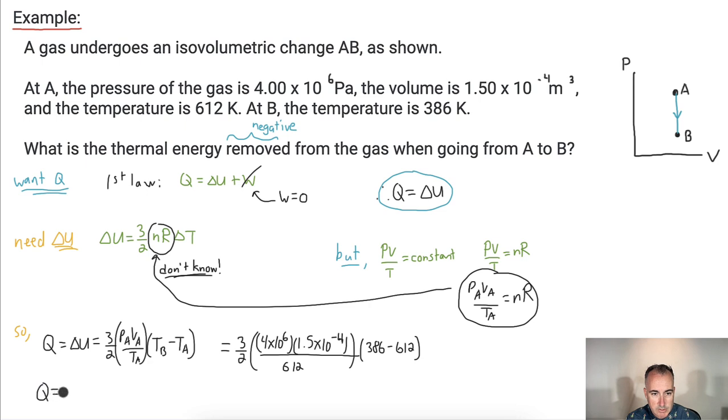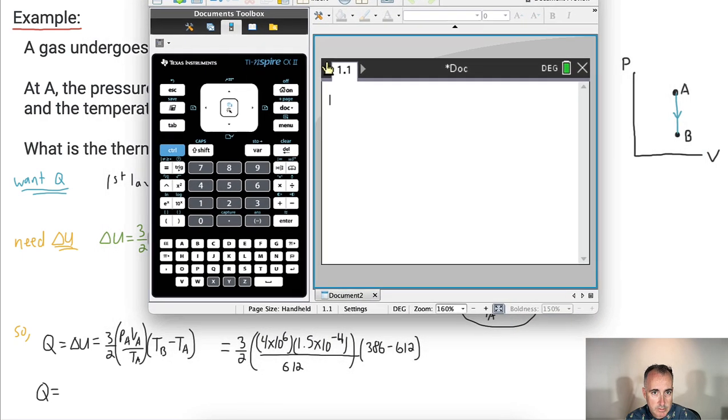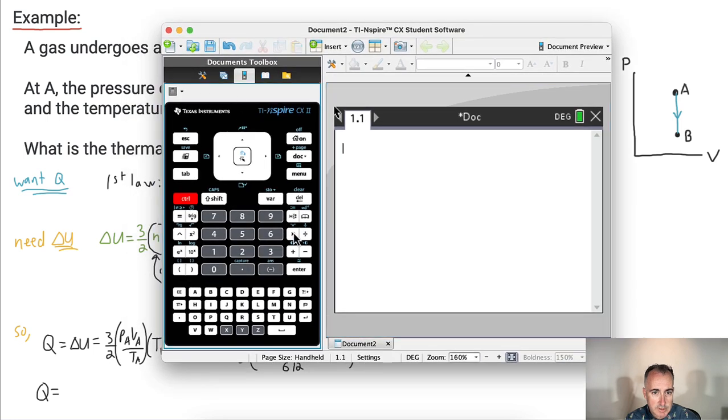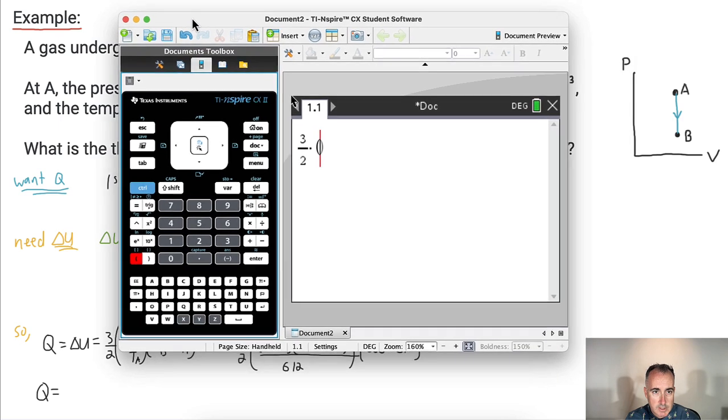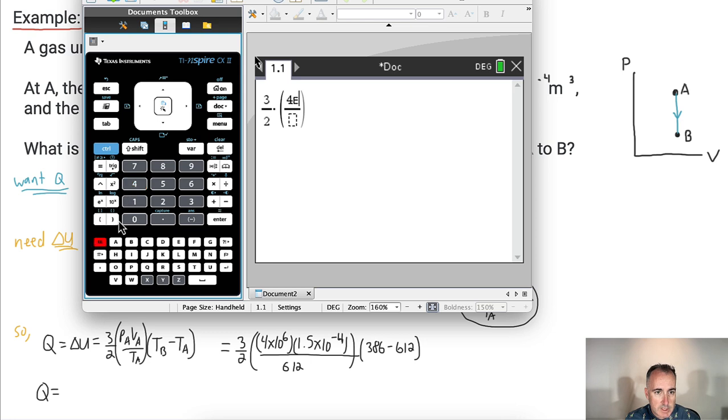So Q is going to be equal to, I'll just use my trusty calculator to solve this. I want to do 3/2, all times a big parenthesis with another fraction to make everything as clear as I can. It is 4 times 10 to the 6, times 1.5 times 10 to the minus 4, all over 612, and all that is times, in parentheses, 386 minus 612.